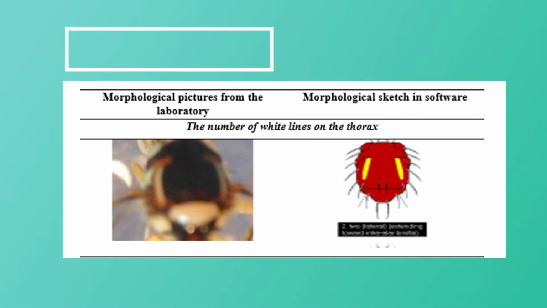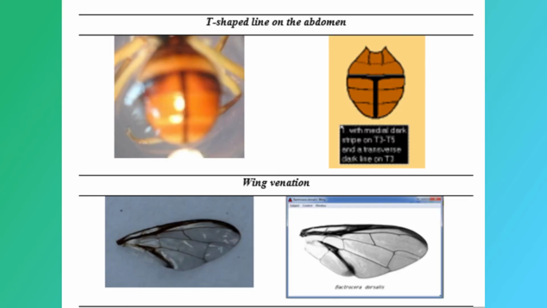This is the picture, the morphological picture from the laboratory, compared with the morphological sketch in the software. The number of white lines on the thorax, there are two, and there is a T-shaped line on the abdomen, and lastly the wing venation.